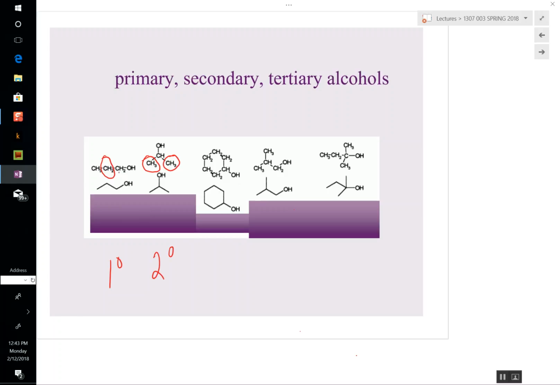Third one. Secondary. Okay, secondary. Again, there is a carbon over here and there is a carbon over here. Just so you see what carbons we're counting. We're not counting the carbon that contains the OH. We're counting the carbons that are attached to that carbon. There's 2 of them. So this is a secondary alcohol.